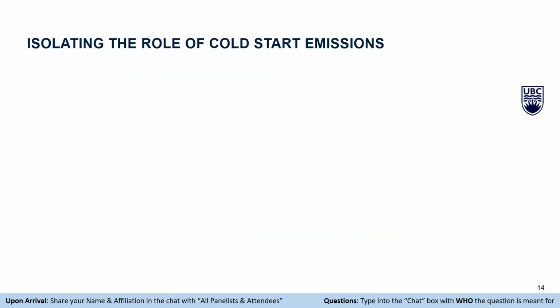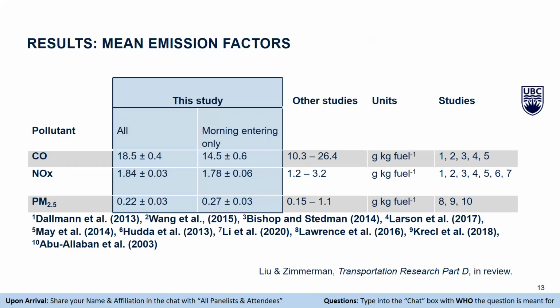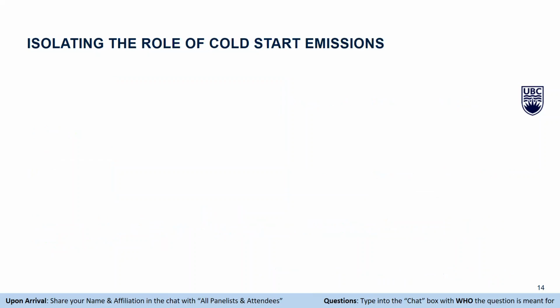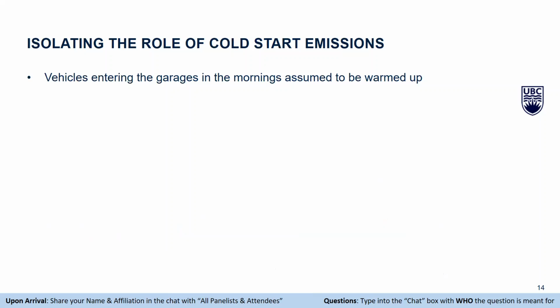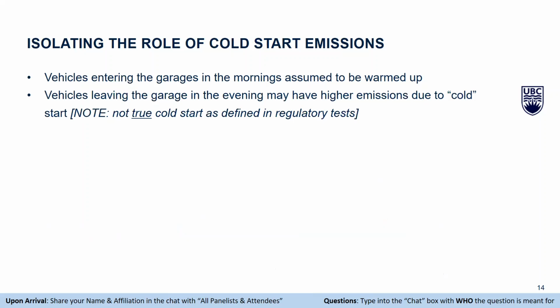The other thing that's really cool, and if we go back to this table, you'll see, hey, you have this morning entering only column. What is that? The other cool thing about doing this study in the parking garage is that we were actually able to isolate the role of cold start emissions in our calculations. So we know that vehicles entering the garages in the mornings are typically assumed to be warmed up. That's people commuting to campus.